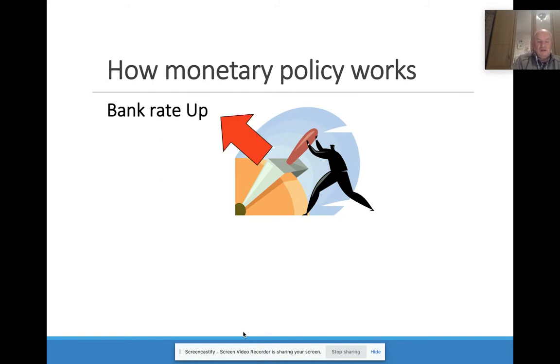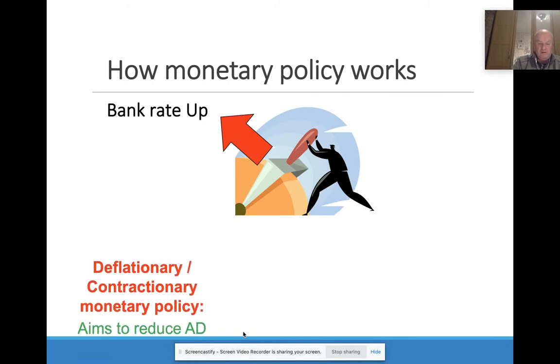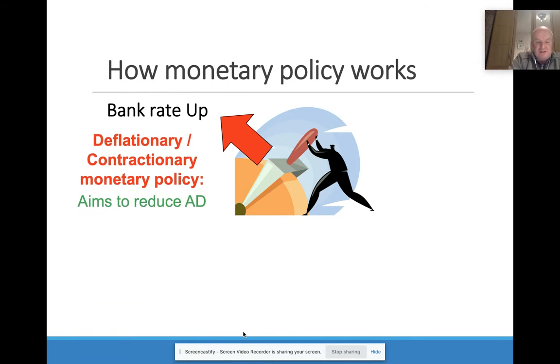We can actually increase the bank rates, so increase interest rates, and if we do that, we're essentially trying to deflate or contract the money supply. The overall aim in that instance, if we were going to try and increase bank interest rates, would be to reduce aggregate demand. That might be due to the fact that inflation is too high, above our 2% target, and as a result of that, we want to try and reduce that.